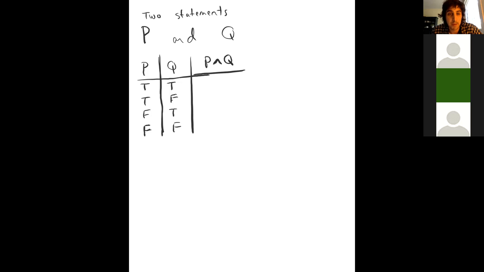Both have to be true, right? If you have two statements ANDed together, they both have to be true. So this is only true if they're both true. Otherwise, it's always false.